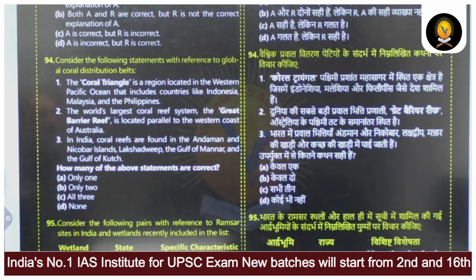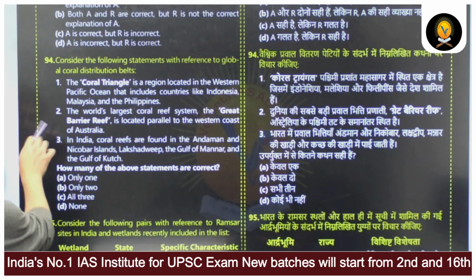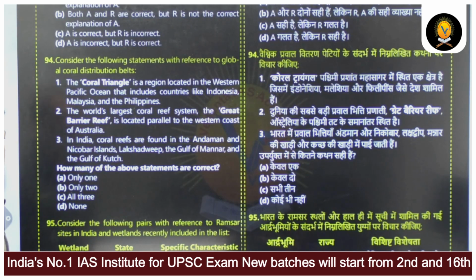Consider the following statement with reference to the global coral distribution. The Coral Triangle is a region located in the Western Pacific, including countries like Indonesia, Malaysia and Philippines, correct. The world's largest coral reef system is the Great Barrier Reef, located parallel to the western coast of Australia? No, it is the eastern coast of Australia, so this is incorrect. In India, coral reefs are found in the Andaman and Nicobar, Lakshadweep, Gulf of Mannar and Gulf of Kutch. So 94, only 1 and 3 are correct. Only two pairs are correct.